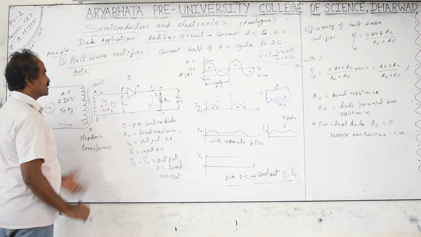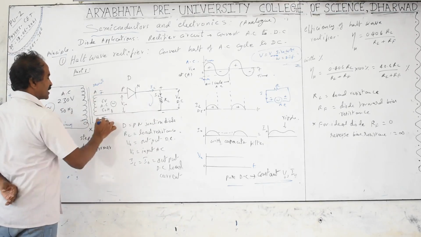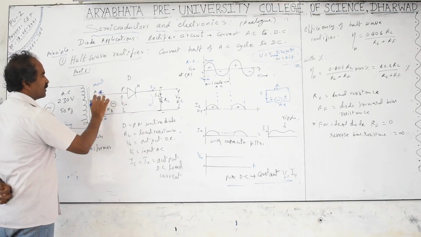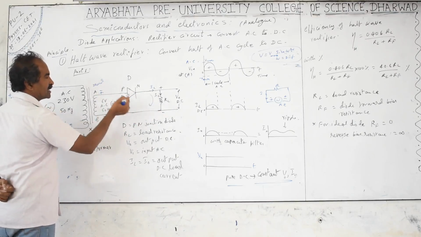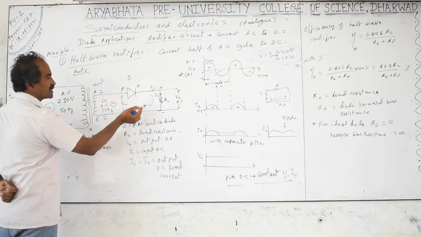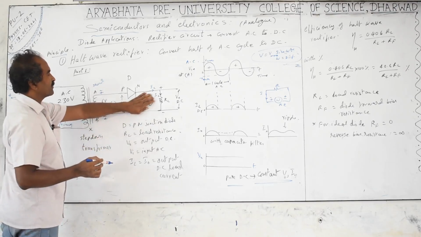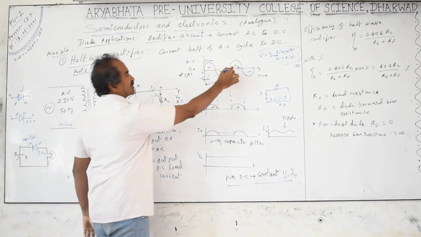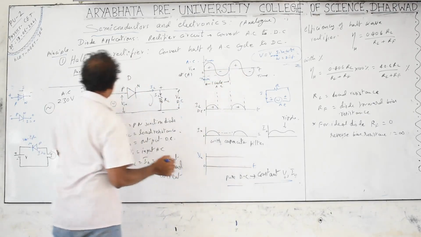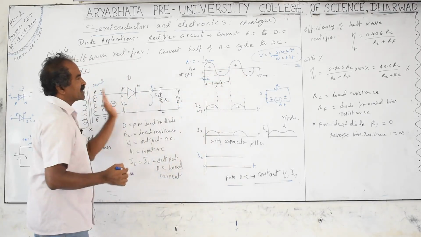Next, what happens: this becomes minus, and this terminal becomes plus. P is connected to minus, N is connected to plus. The diode is reverse biased. In the case of reverse bias, the current does not pass, so current will not be passing here. IL is 0. Again plus comes, again minus comes, so alternately, only when plus is there the current is passing, otherwise current is not passing.